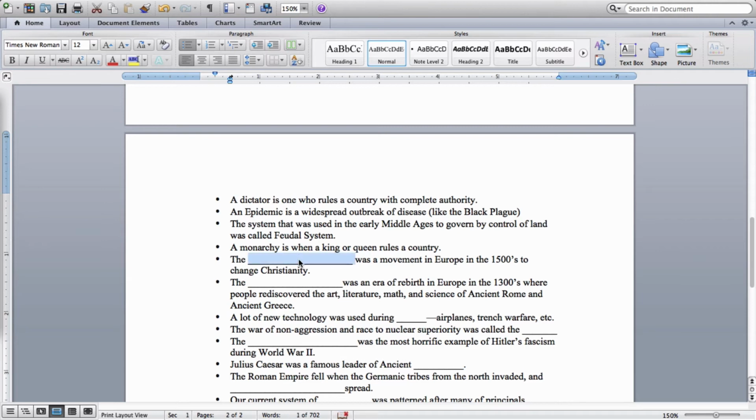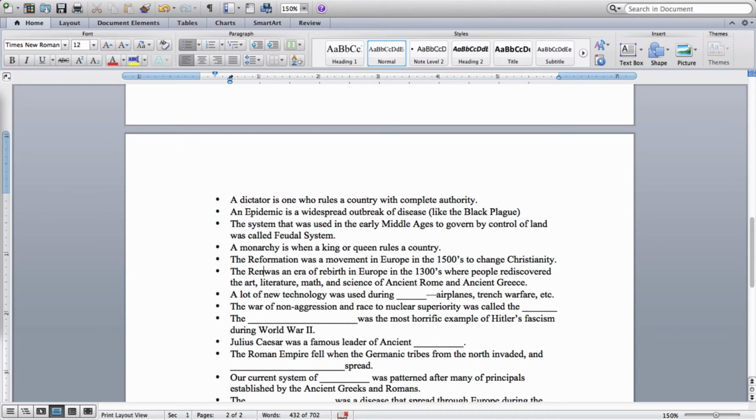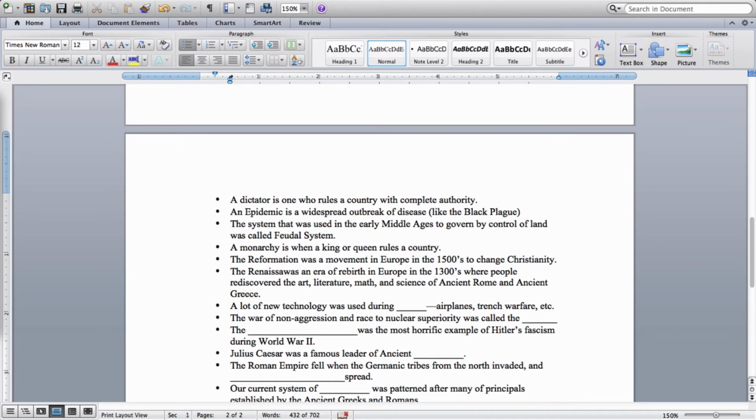The blank was a movement in Europe in the 1500s to change Christianity. That would be the Reformation. The Reformation. The man named Martin Luther got that whole thing started. The Renaissance. R-E-N-A-I-S-S-A-N-C-E. Was an era of rebirth of Europe in the 1500s to change Christianity.